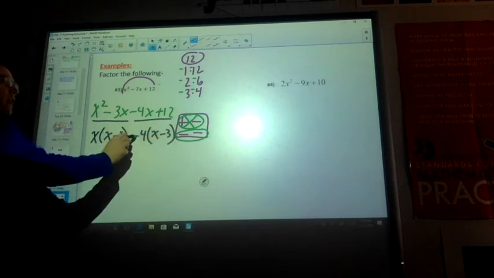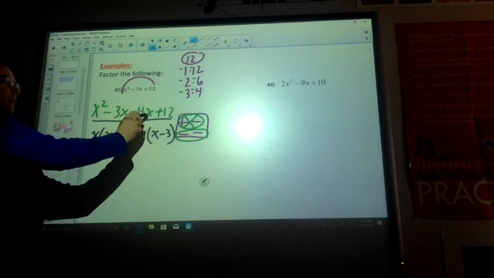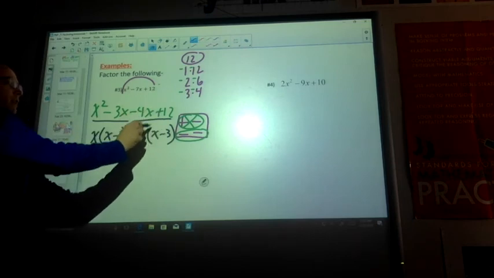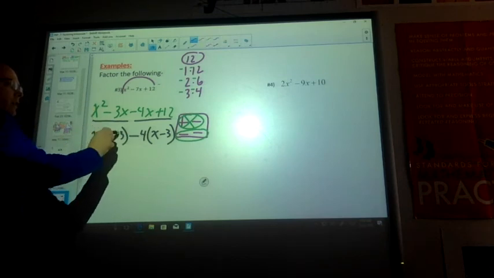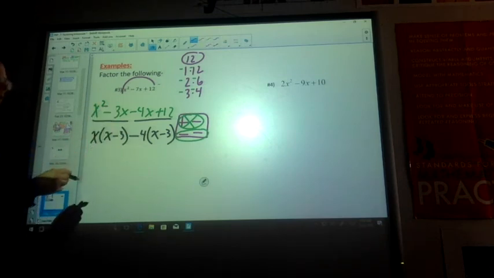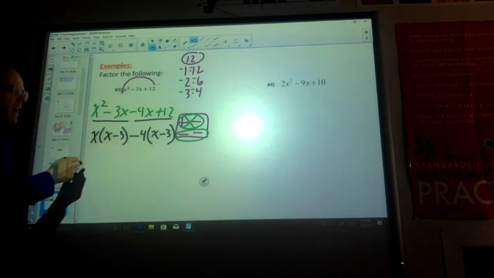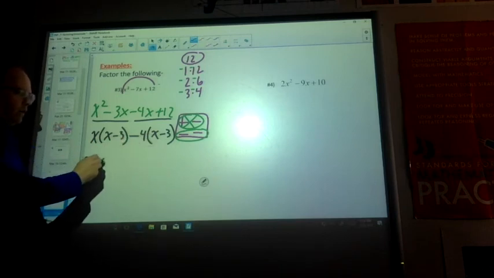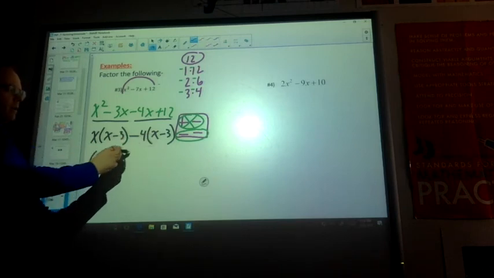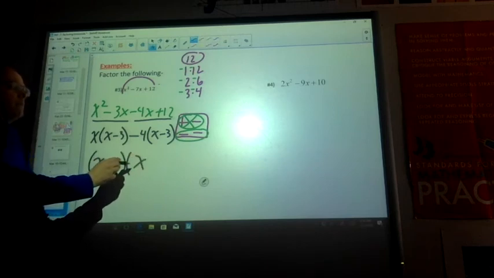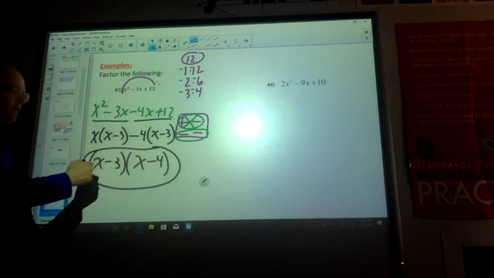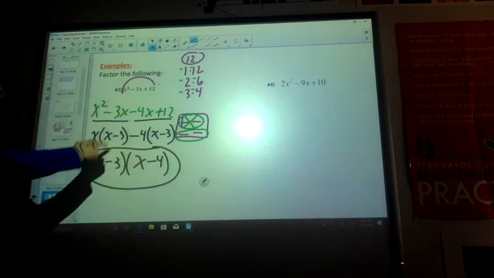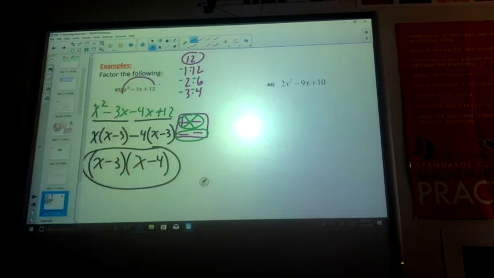Right? So hang on, let's redo this. Negative 4 times x, negative 4x. Negative 4 times negative 3, positive 12. Agree? And then if I did this, x times x squared, x times negative 3, negative 3x. Do I have something in common between these on the black? Yeah, x minus 3. What do I have left? X minus what? 4. If I were to double distribute on this problem, I get x squared minus 7x plus 12. That's the only combination of the factors that would work.